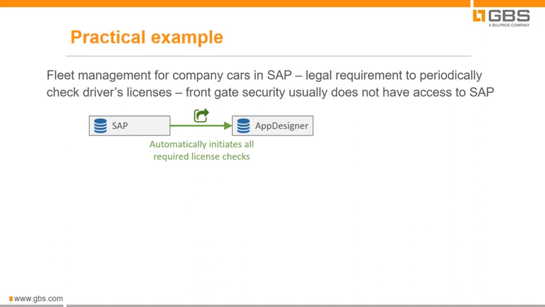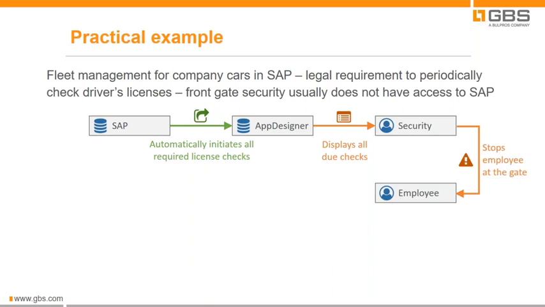SAP is the leading system. SAP has all the data, all the master data, and knows about all your cars, all your drivers, all your employees, all your licenses, and it knows when the last check took place and when the next check is due. So if SAP determines that there is a license check that is required, it automatically initiates workflows in AppDesigner. So then you can see it in your SharePoint list. Then with some SharePoint list, you can display all the checks that are due in the next days or weeks to your security personnel.